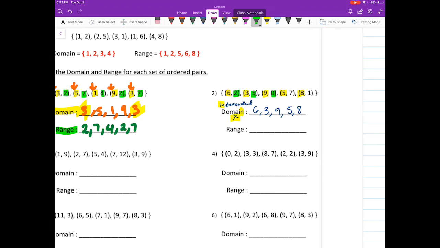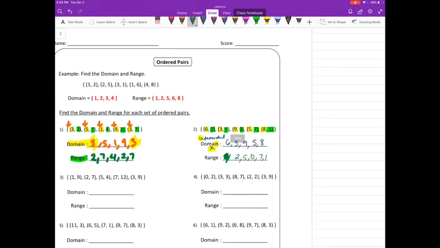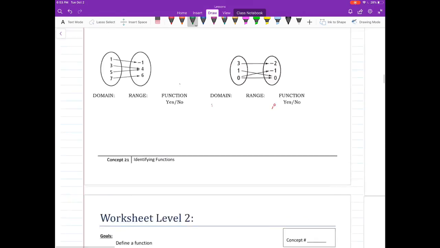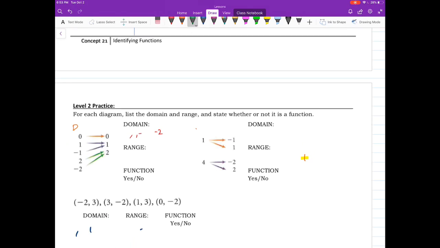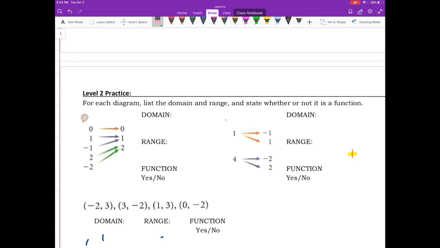Range. All your y's. Get all your y's together. What's your range? 0, 7, and 1. There you go. That's all you have to do there, okay? I do expect you guys to have this done. Tomorrow you will have time.